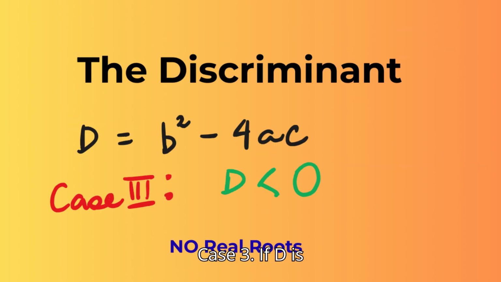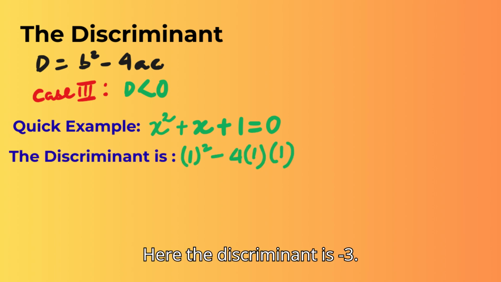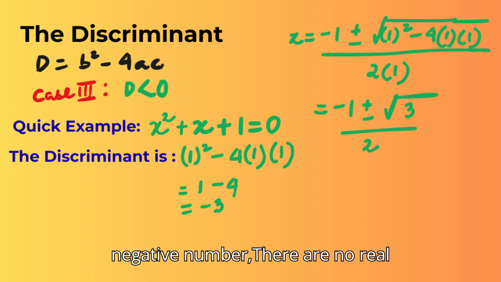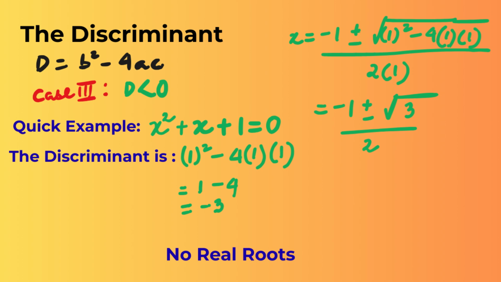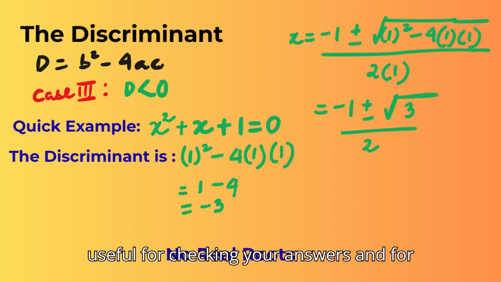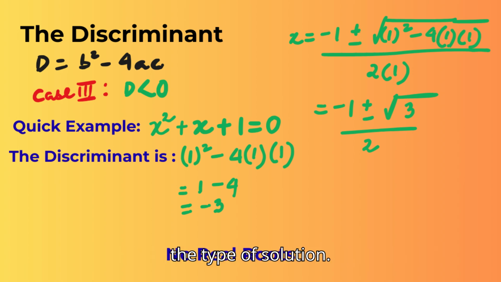Case 3. If D is less than 0, you will get no real roots. Let's have a look at the example. Here the discriminant is -3. Since you can't take the square root of a negative number, there are no real solutions. Understanding the discriminant is super useful for checking your answers and for problems where you only need to know the type of solution.